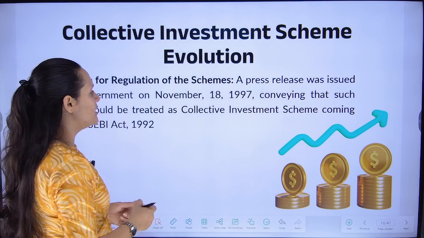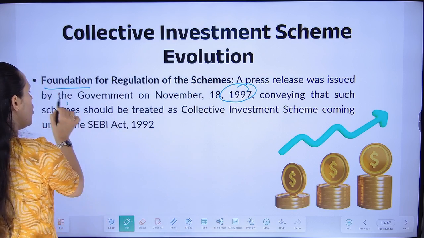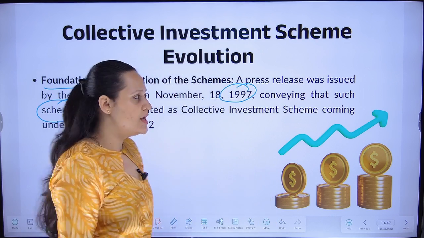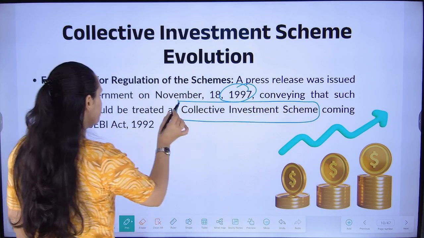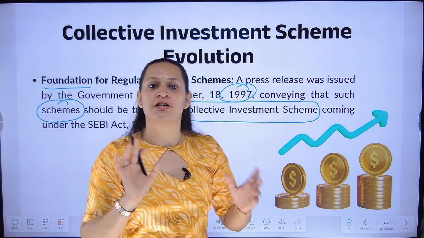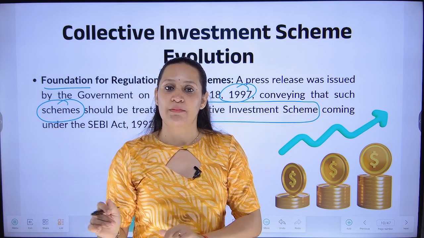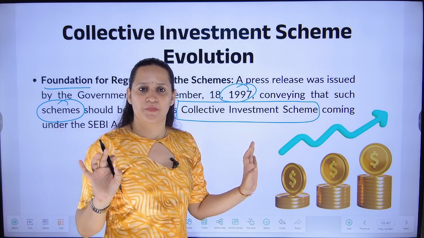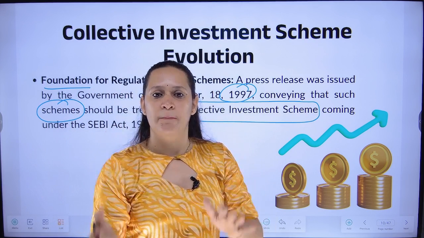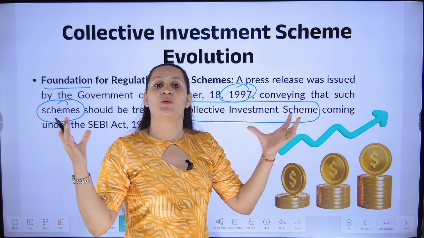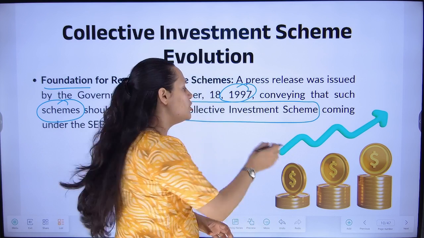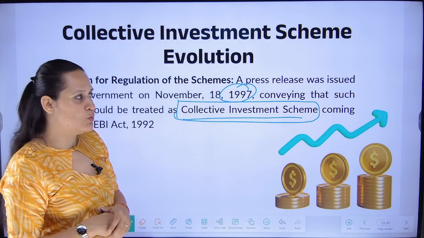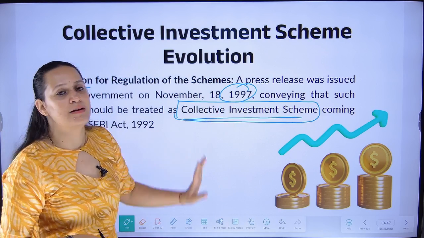Foundation. A press release was issued in 1997 conveying that all the schemes which do not come under the regulatory authority of any of the regulatory bodies are going to be called a collective investment scheme. So till now, these kind of schemes did not have a name. You did not have a legal name to address these kind of schemes, and that is when they said that any scheme, whatever it may be, whatever is the objective or purpose of the investment, if you are going to collect money from a group of people for some objective, that is going to be called a collective investment scheme, and it is going to be regulated by the Securities Exchange Board of India. This was announced by the government in the year 1997.